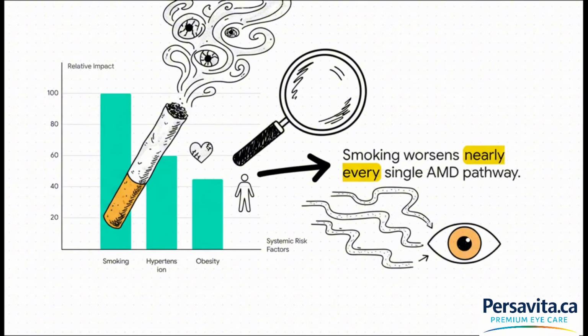And just look at this chart. It shows you just how massive of a deal this is. When you stack up the relative impact of major health risks, smoking isn't just another item on the list. It is in a category all by itself, completely dwarfing other big risks like high blood pressure and obesity. Quitting smoking is, without a doubt, the single most powerful thing you can do for your macular health.